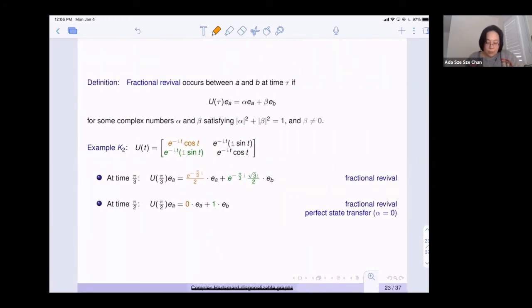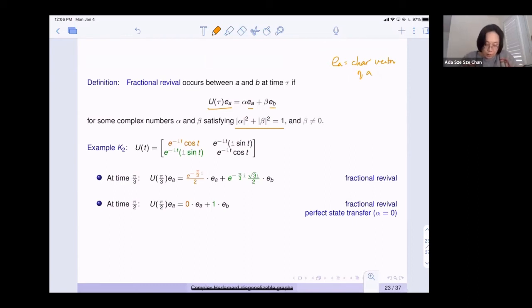Okay. And we say that fractional revival occurs between two vertices A and B at time tau if, at time tau, you look at the transition matrix, where e_A is the characteristic vector of the vertex A. So here we're looking at the A column of the transition matrix at this time. Then it has at most two non-zero entries, at the A position and at the B position, alpha and beta. And we need alpha and beta to satisfy this equation, and it's a result of U(tau) being a unitary matrix.